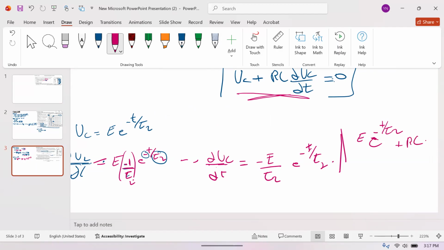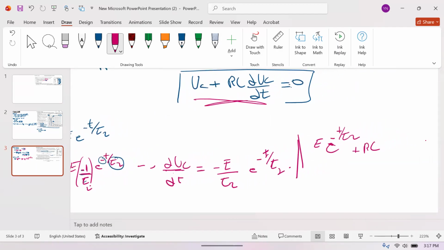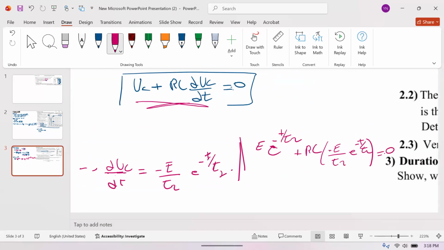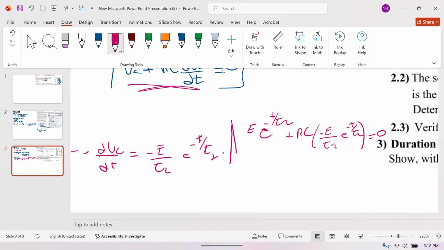plus RC, and instead of the derivative duc over dt, I will put the new expression, which is minus E over tau 2, E to the minus t over tau 2. The whole thing is equal to 0, and we take the exponential as a common factor. But in the phase of discharge, all of the terms have exponential. Okay, this is the best thing about it. So E to the minus t over tau 2 times (1 minus RC over tau 2).